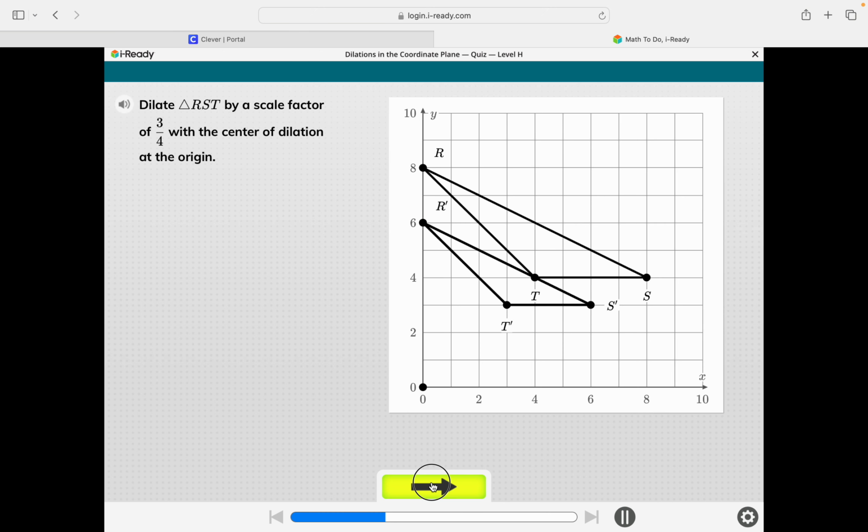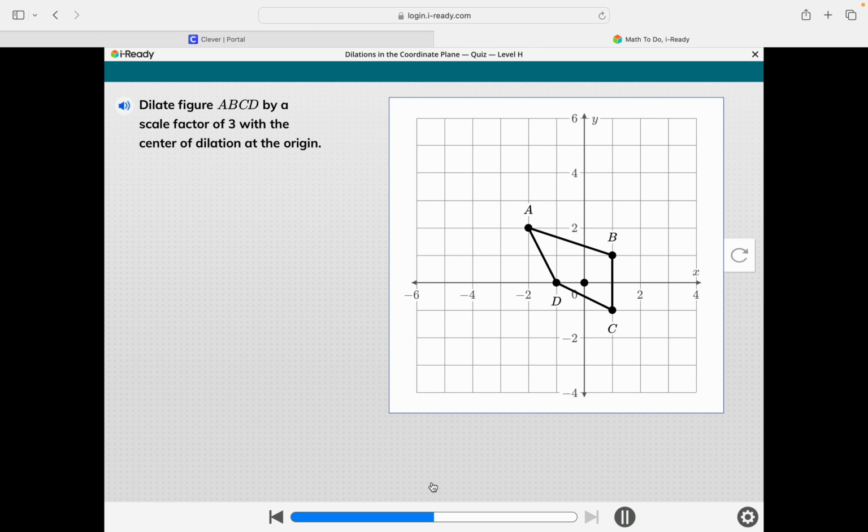Easy. I could really do the whole thing by myself without checking.